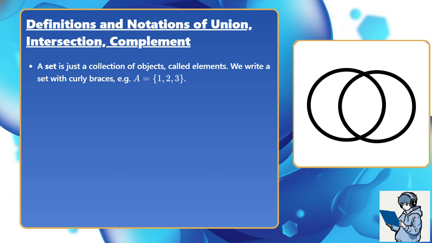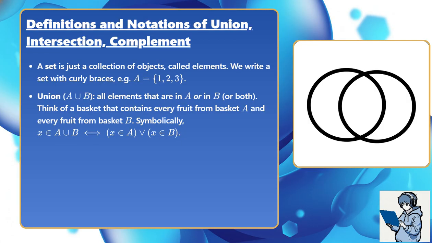A set is just a collection of objects called elements. We write a set with curly braces, for example A = {1, 2, 3}. Union, A ∪ B: all elements that are in A or in B or both. Think of a basket that contains every fruit from basket A and every fruit from basket B. Symbolically, x is in A ∪ B if and only if x is in A or x is in B.